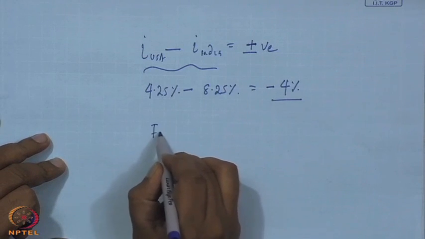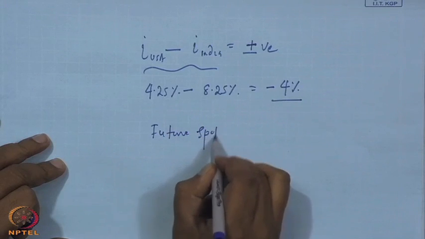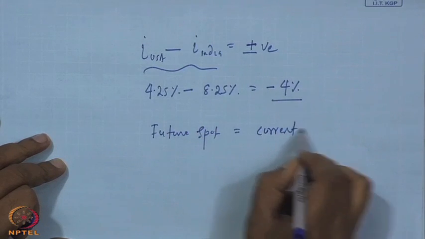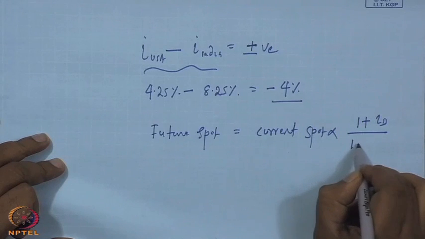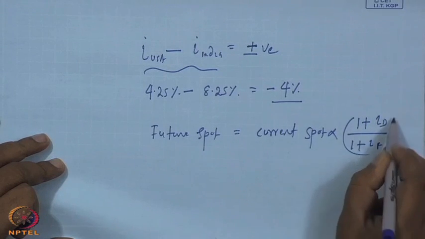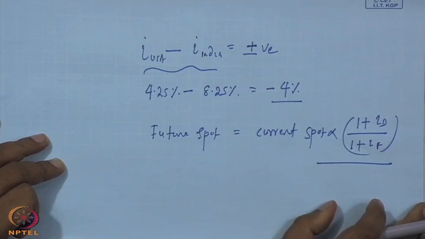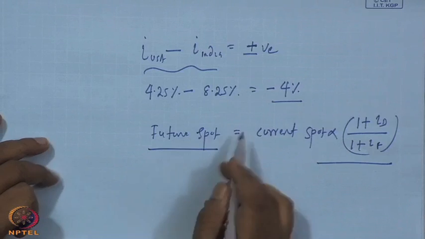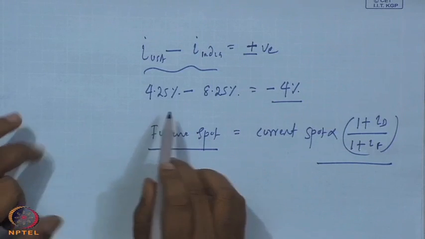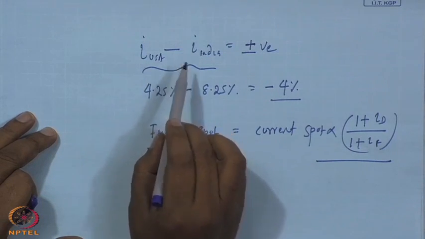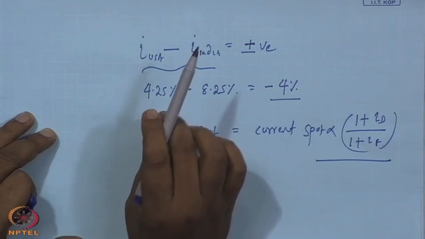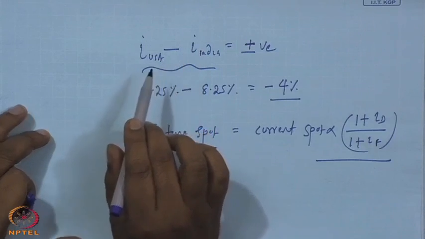We have discussed in earlier classes that the future spot is nothing but the current spot into (1 plus domestic interest rate) divided by (1 plus foreign interest rate). If you want to forecast the near future exchange rate, it is primarily influenced by interest rate parity. If there is no parity in interest rate, that means there is a differential between the two countries' interest rates, and the differential creates an impulse, a force, for the inflow of dollars or foreign currency to the country where the interest rate is higher.